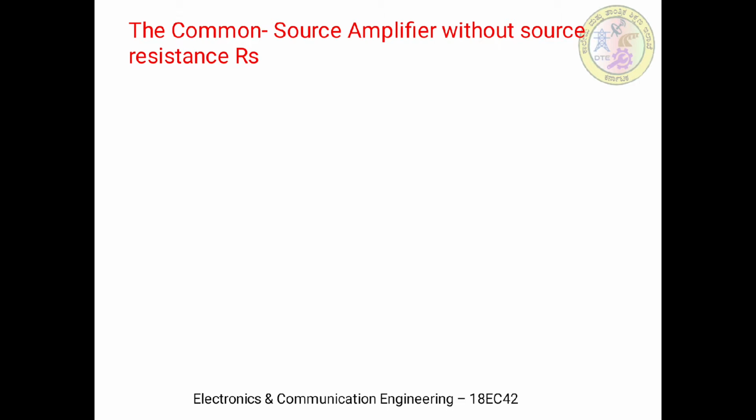So here we have the signal source with internal resistance R signal, which is being coupled to the gate of the MOSFET. So therefore, our common source amplifier without source resistance RS is as shown. So we have this as a V signal and R signal. VSIG and RSIG are our notations. Okay. So next what we have is the amplifier part, the MOSFET part.